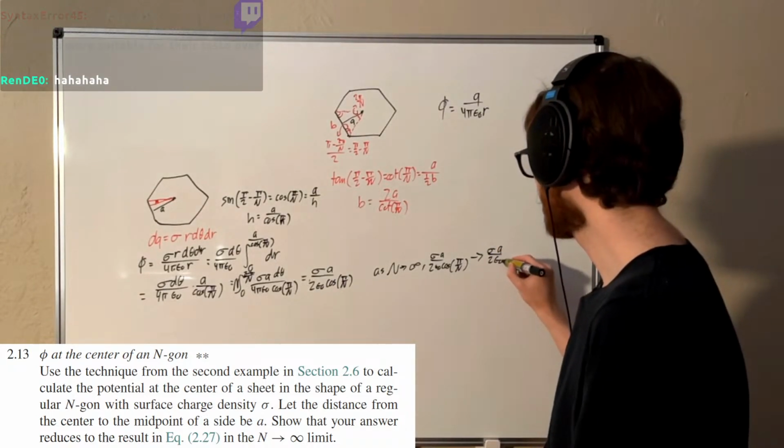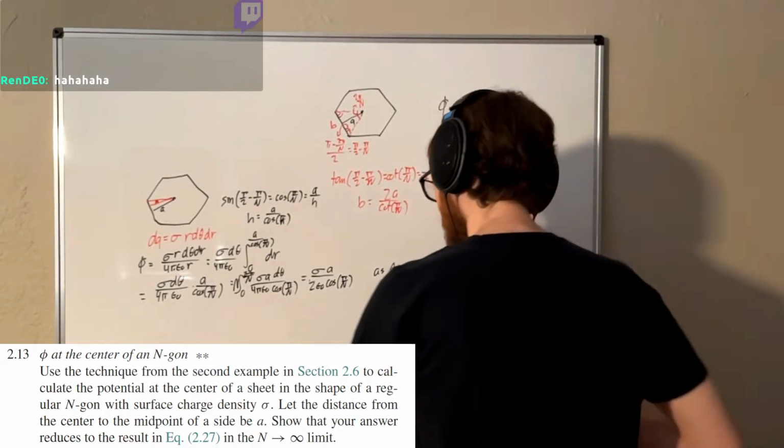Sigma a over 2 epsilon naught. Does that match with the result that they reference?